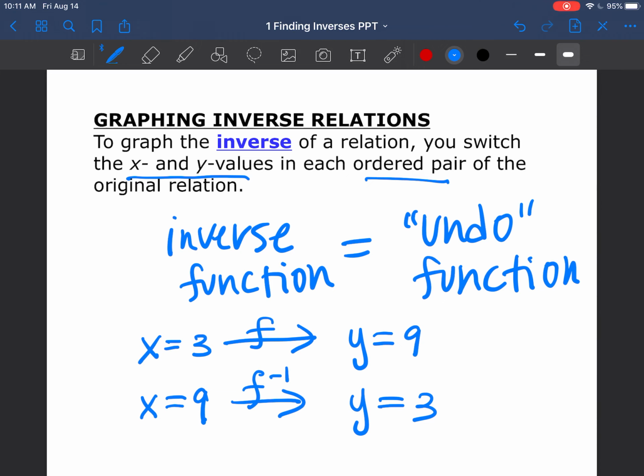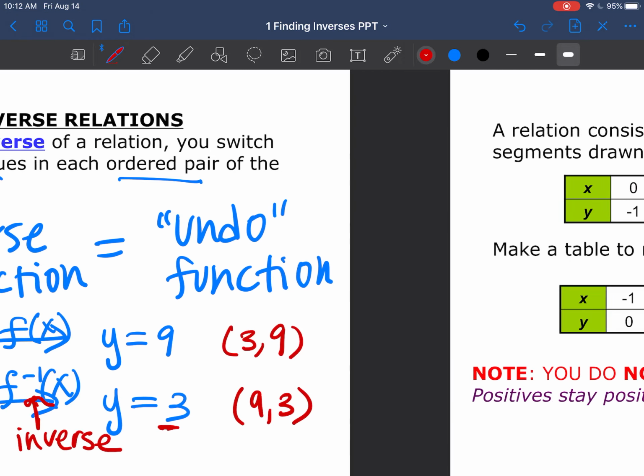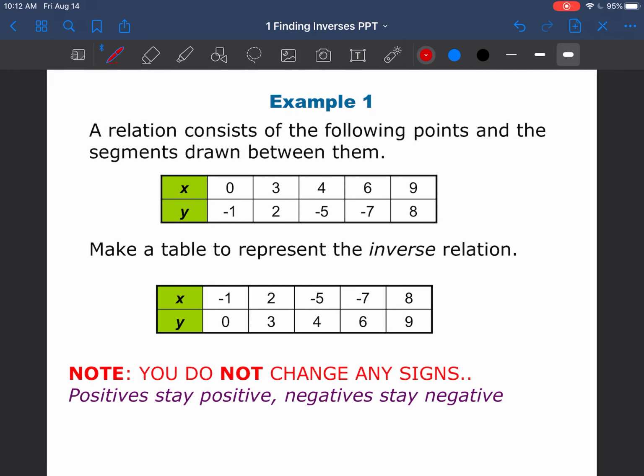And we use a little -1 in the exponent of the letter f. So if we have f of x, f with a little -1 up in the air would say inverse. So f inverse would take 9 to 3. And so 9, 3 would be a point on the inverse graph, whereas 3, 9 would be a point on the original graph.